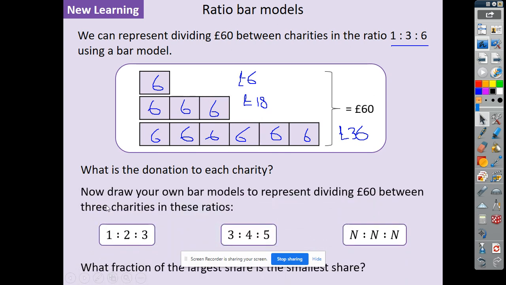Okay, so I want you to have a look and see if you can have a go at these 3 here. So pause the video, see if you can draw a model to represent the £60 in the ratio 1 to 2 to 3. Then have a go at 3 to 4 to 5. And then if you feel really adventurous, you can have a go at this one, n to n to n. Okay, so pause the video, have a go, and then come back and check your answers.